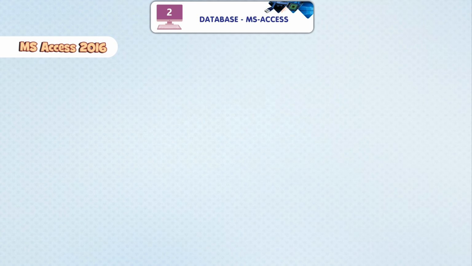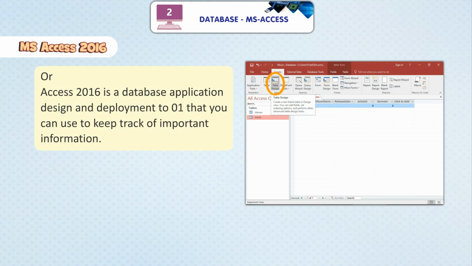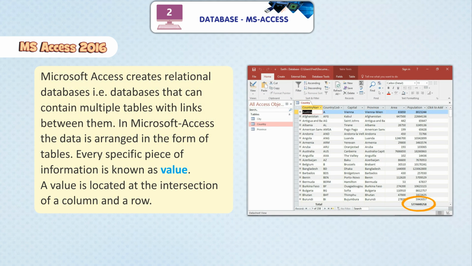MS Access 2016. Microsoft Access 2016 is the database application from the Microsoft Office suite of applications. It is a powerful personal database and data manipulation tool that is also widely used in many small businesses. Or Access 2016 is a database application design and deployment tool that you can use to keep track of important information. Microsoft Access creates relational databases, that is, databases that can contain multiple tables with links between them.